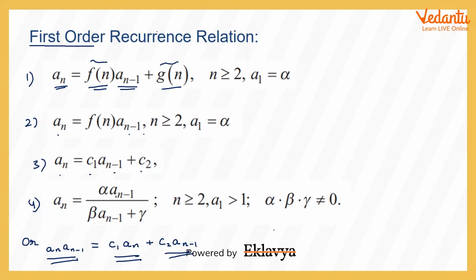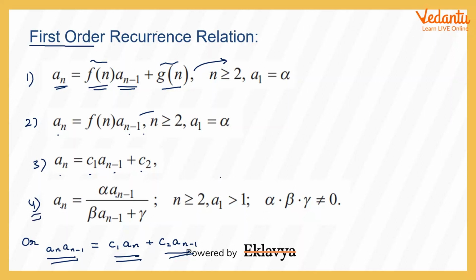So I have taken a few important categories of recurrence relations, and I will then discuss how to solve them one by one. In fact, I can also call this a linear recurrence relation. This is also linear because there is no power of a_n or a_(n-1), and there is no multiplication of a_n with a_(n-1) as well. Only the fourth one is non-linear, all others are linear.